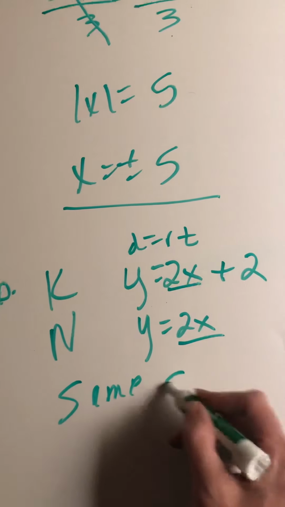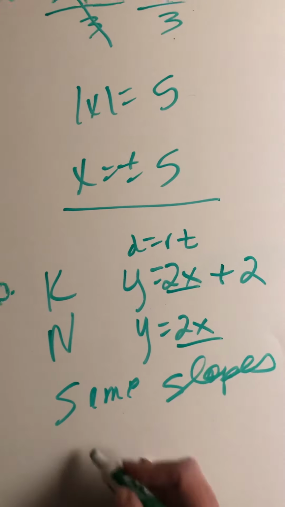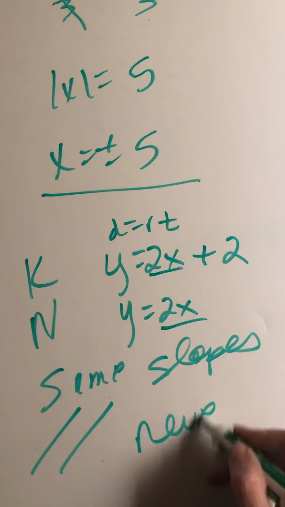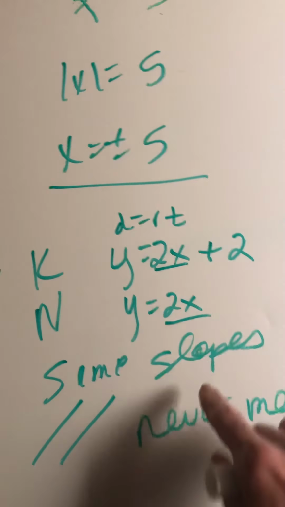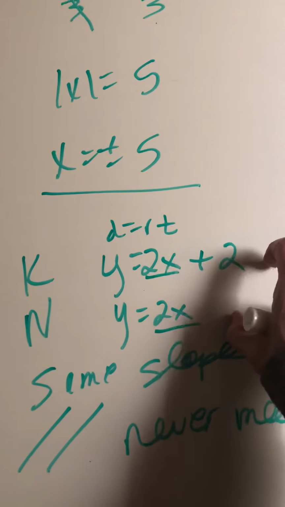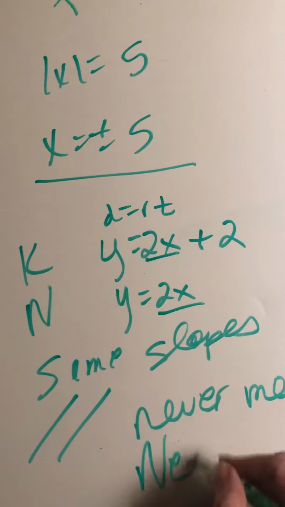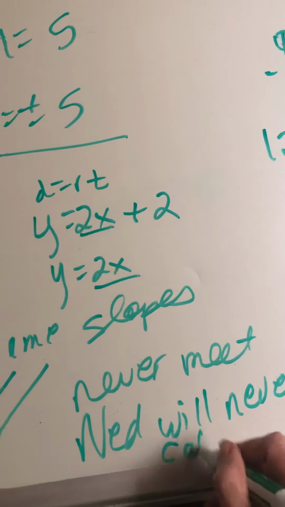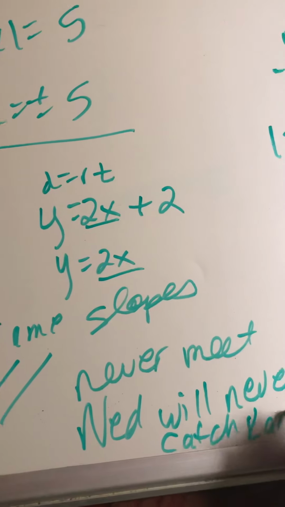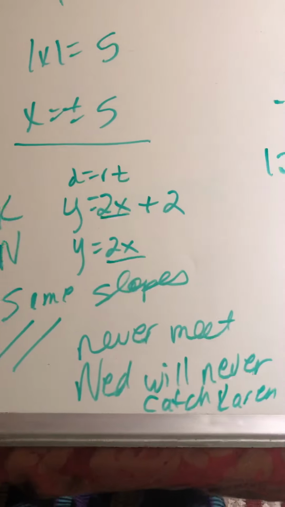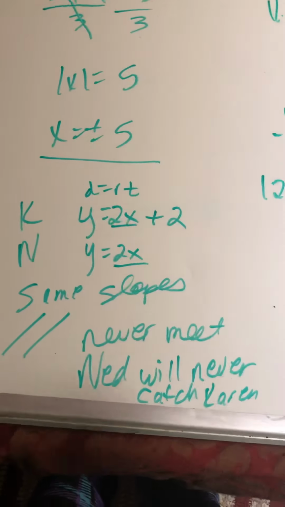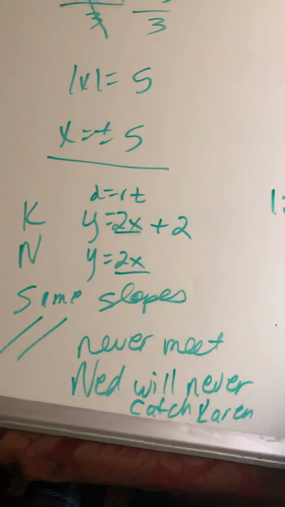Since they have the same slopes, that means these lines are parallel. These lines are parallel, so they will never meet. So because these equations will never meet because they have the same slope, that means Ned will never catch up. Will never catch Karen. Okay, so that's the way I want you to think about it. Look at those slopes. Those slopes are the same. Those are parallel lines. They will never meet, so that means Ned will never meet Karen. That's how I want you to look at that.